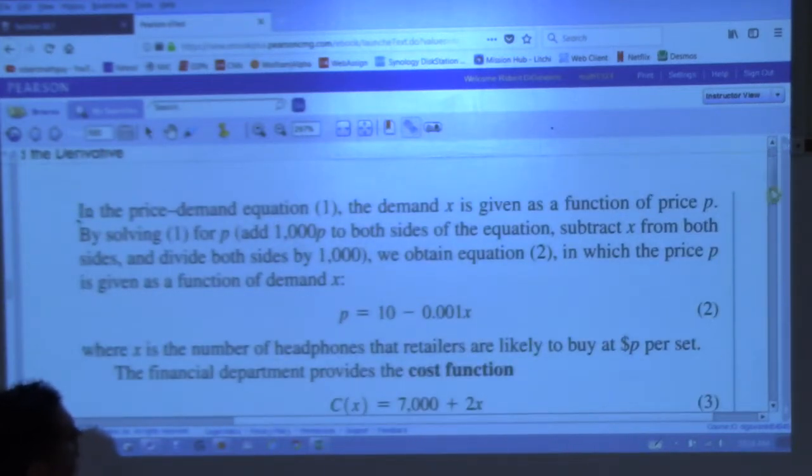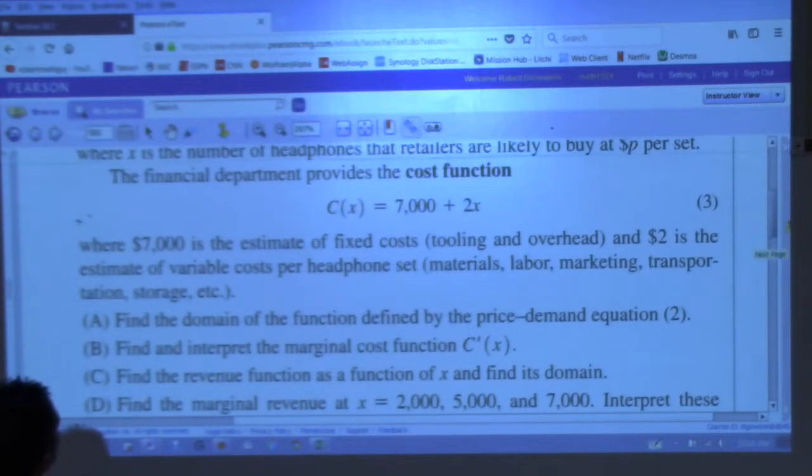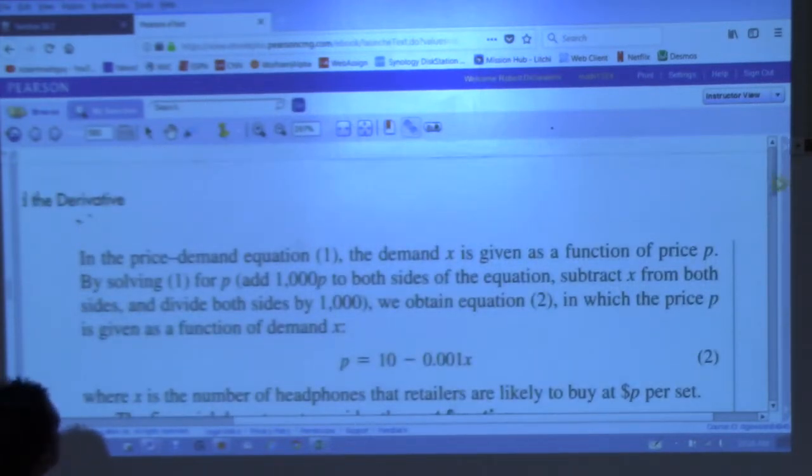Trying to get to the question here. Where the heck's the question? Here we go. Let's just continue reading through this.